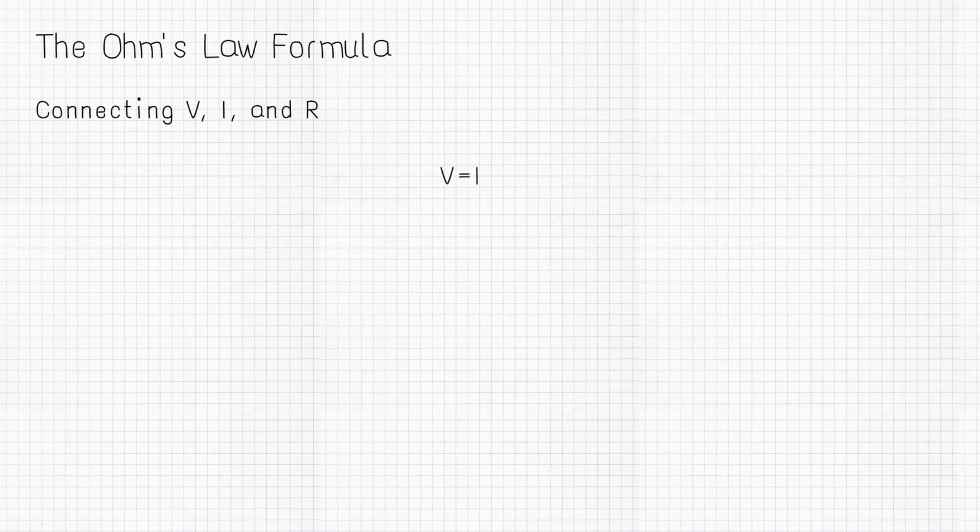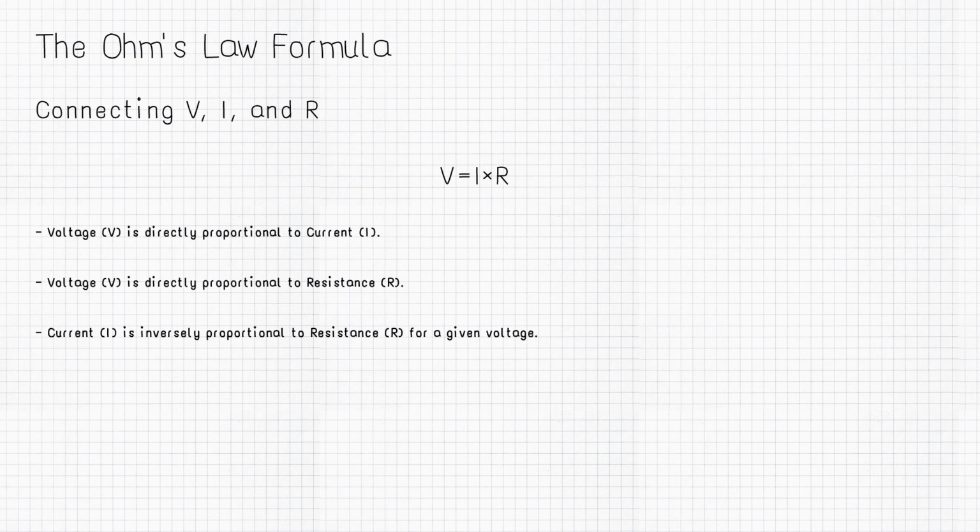The primary form of Ohm's law states that voltage equals current multiplied by resistance. This is often written as V = I × R. This equation shows that voltage is directly proportional to current, meaning if one increases, the other increases. Voltage is also directly proportional to resistance. However, current is inversely proportional to resistance for a constant voltage, so if resistance goes up, current goes down.